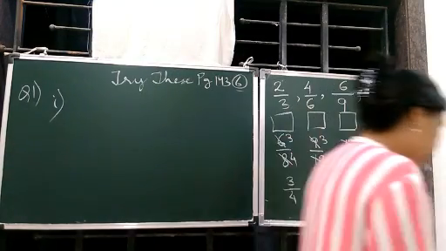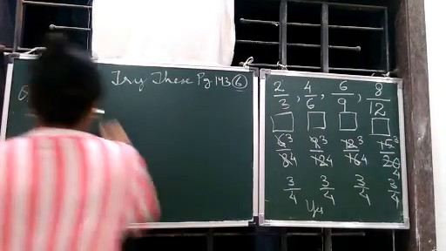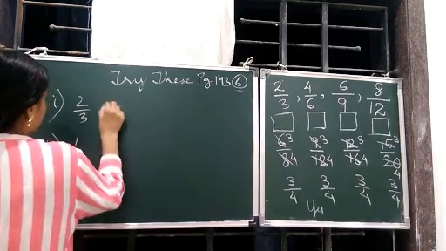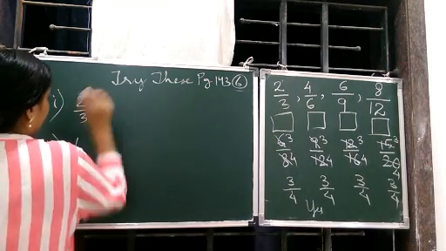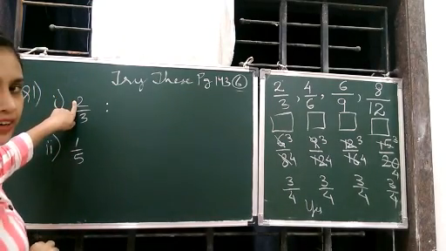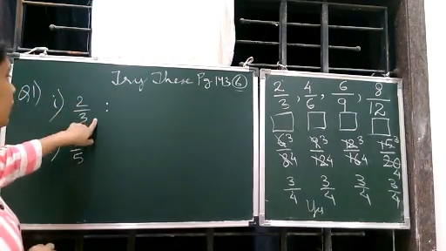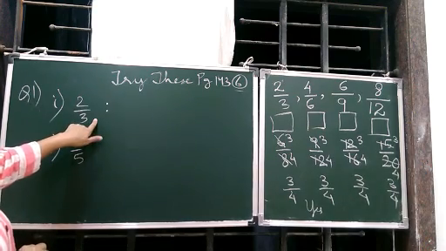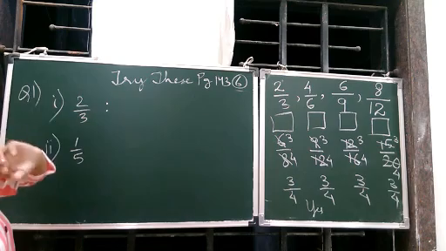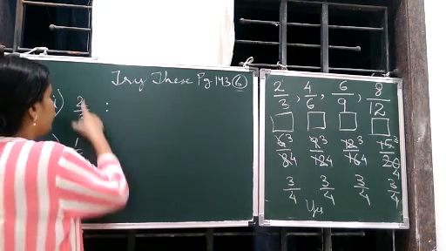So I am doing 2, you can do all 4. 2/3 and 1/5. So you remember what we used to do, how we used to find the equivalent fraction? We multiply both the numerators and denominators by 2 first, then by 3, then by 4, then by 5, and so on. How many we want? That much. Okay. So here 2/3.